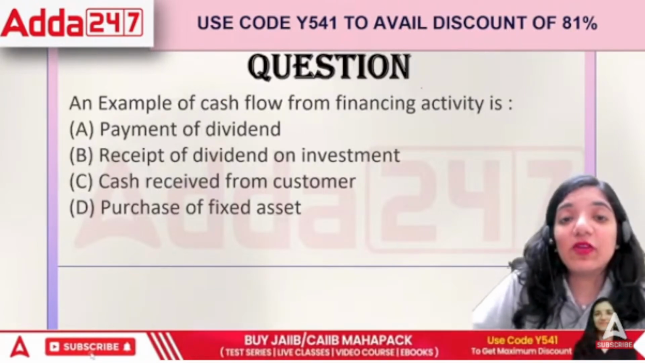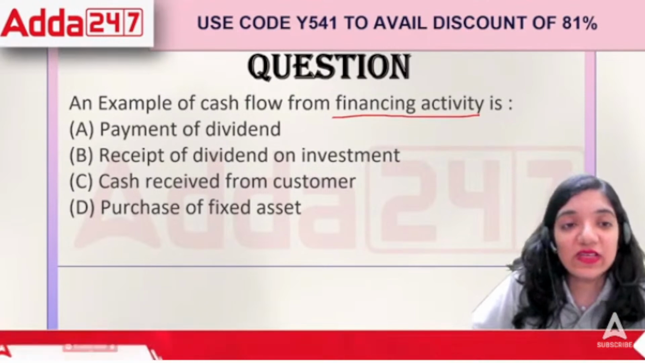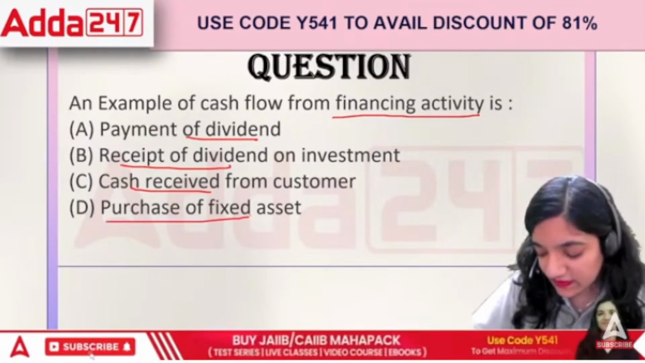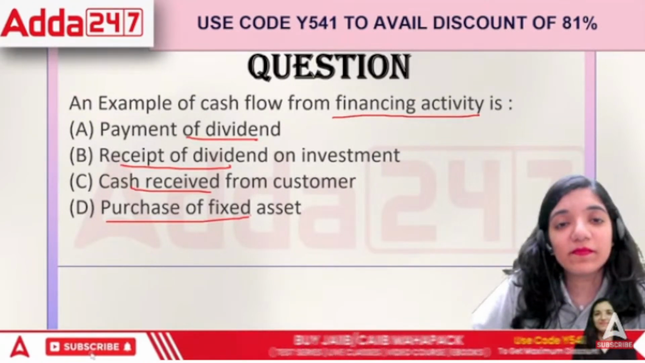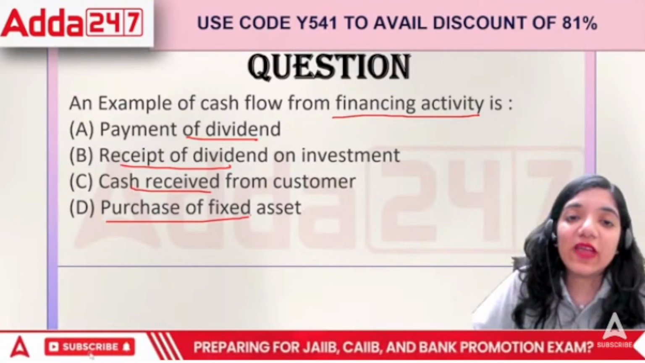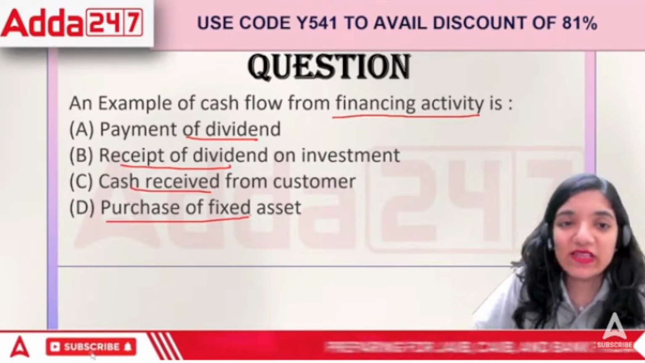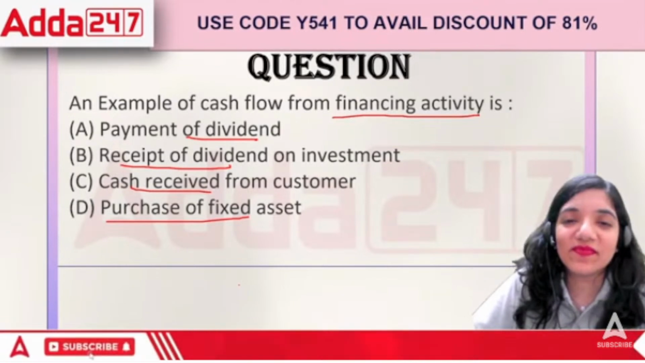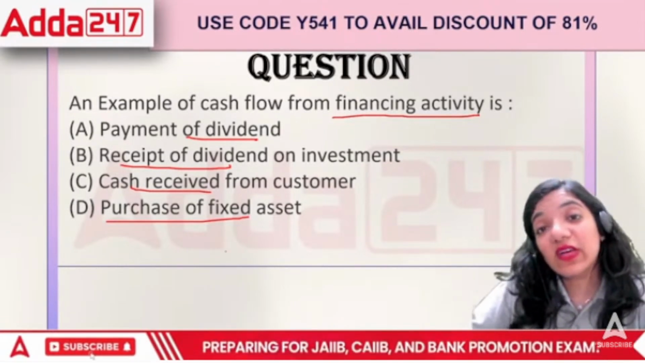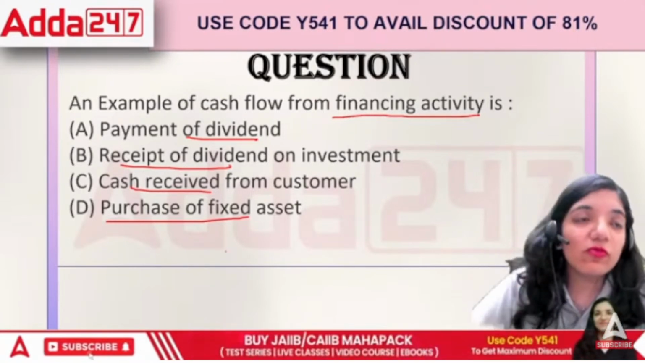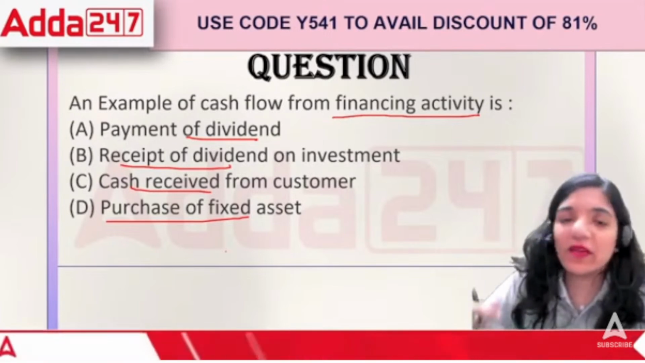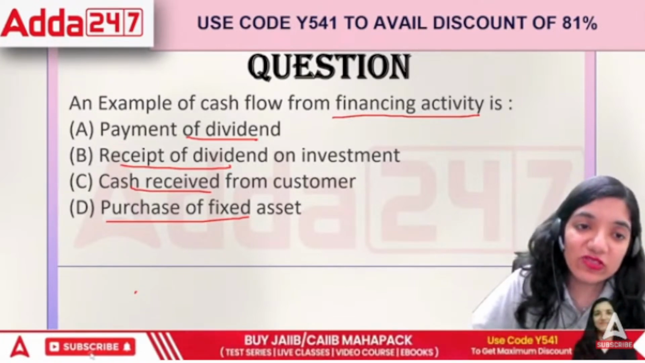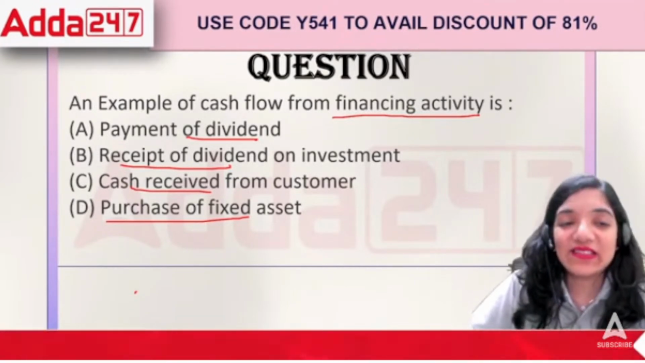Next question. An example of cash flow from financing activity is: payment of dividend, receipt of dividend, cash received from customers, or purchase of fixed assets. Cash flow from financing activity means you're getting money from the people who are your liability. It can be the owner itself or any other person.